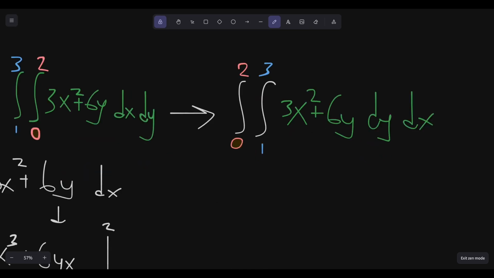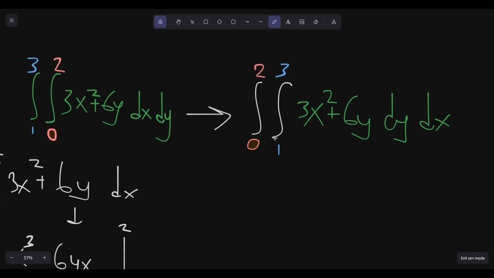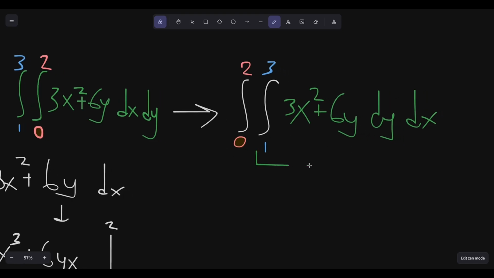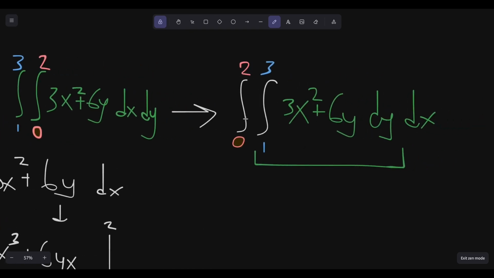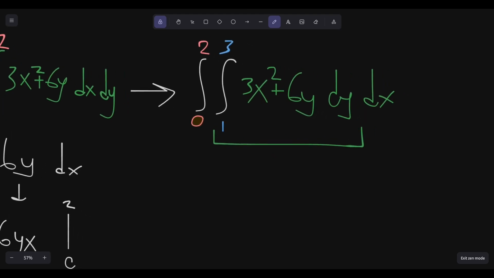So here I have it set up where instead of integrating with respect to x, now we're doing it with respect to y. So this integral now becomes the y bounds, which we previously had outside, and now we have it on the inside. And in the outer integral, of course, there's our x bounds. And so let's do it now.